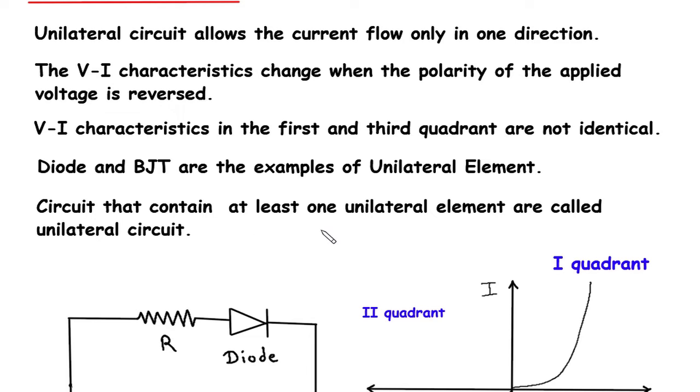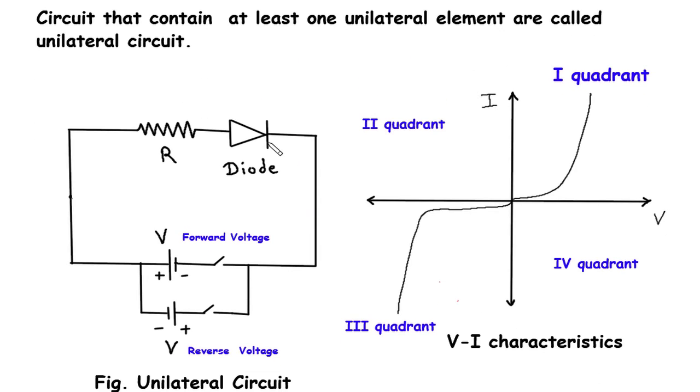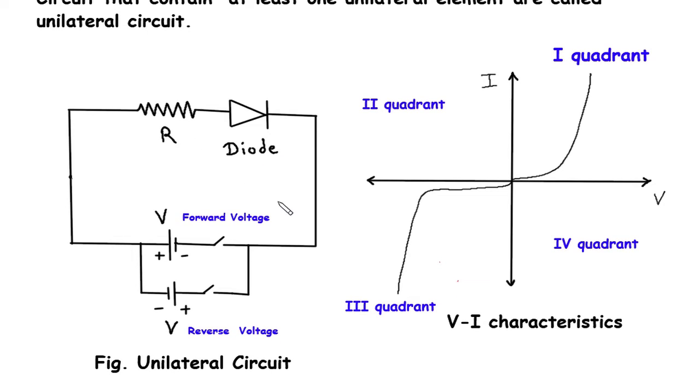Circuits that contain at least one unilateral element are called unilateral circuits. So if the circuit contains at least one unilateral element, at that time the circuit will be a unilateral circuit. So here this diode is the unilateral element. So that's why this circuit is a unilateral circuit. So this is the unilateral circuit and this is the VI characteristics of this unilateral circuit.